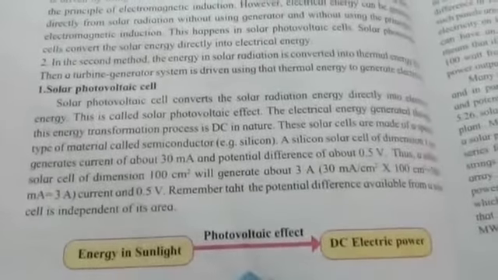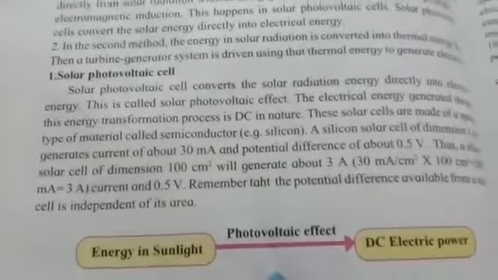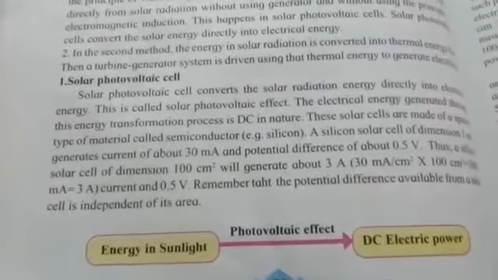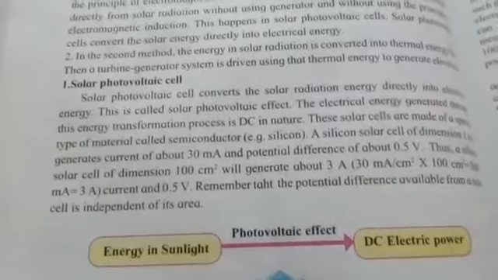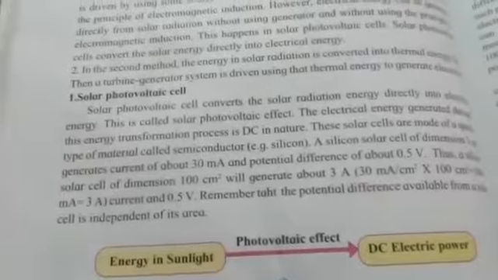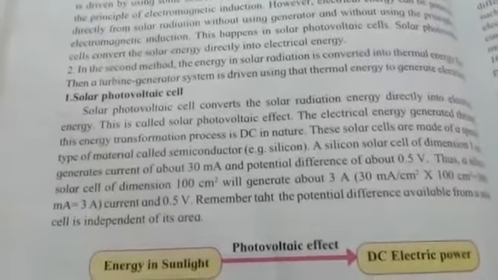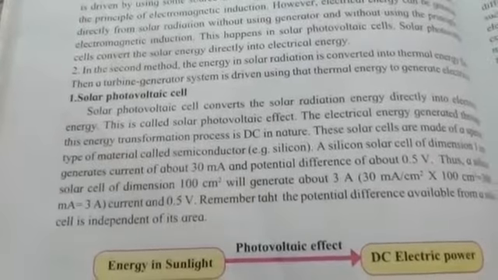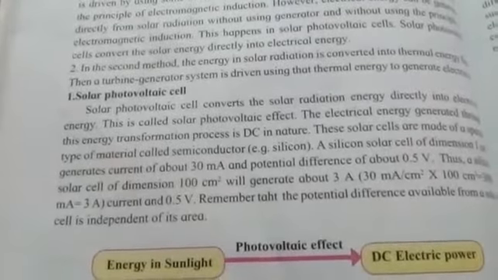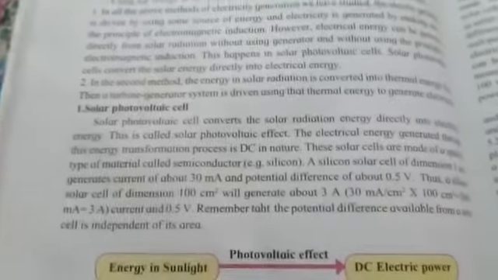Now these solar cells are made of a special type of material called a semiconductor. Semiconductors are between conductors and insulators. In some situations they will conduct electricity, while in other situations they will not conduct electricity and will act as an insulator. So silicon is used for the creation of a solar cell, and silicon is a metalloid. It possesses properties of both metals and non-metals, and sometimes it acts as a conductor and sometimes as an insulator, and that is why it is known as a semiconductor.